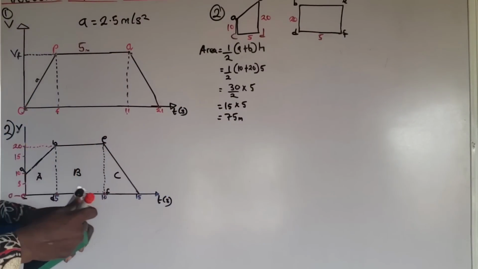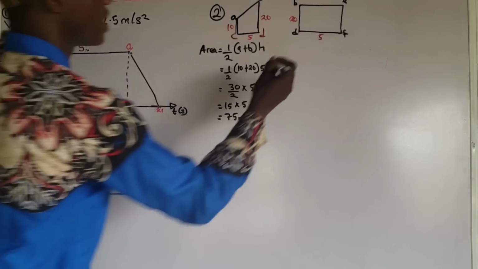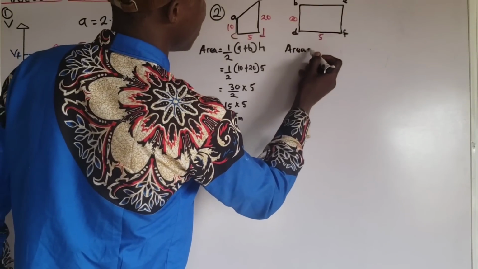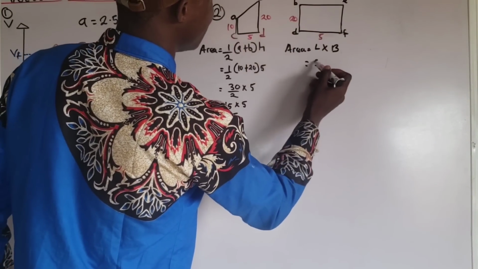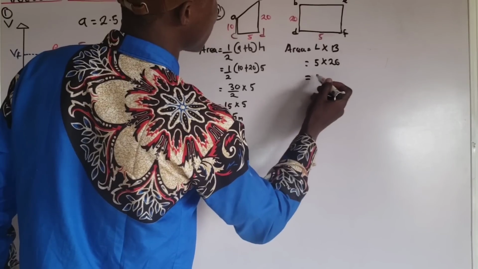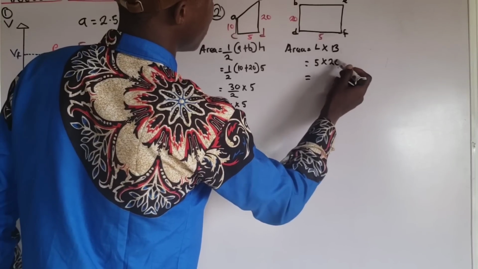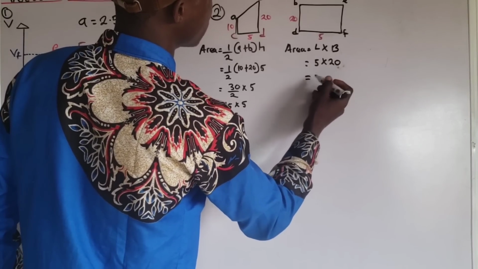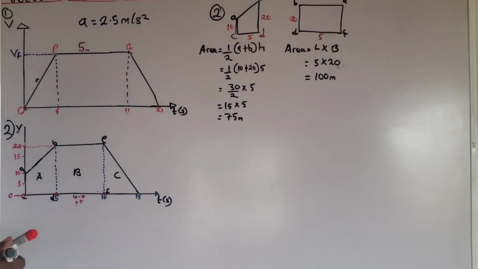Now, we've gotten all we need to calculate the area of the rectangle. So the area of the rectangle is equal to length times breadth. Okay? The length is 5 and the breadth is 20. So here we're going to have 5 times 20, which is 100. So here we have 100 meters. That is the area of the rectangle.